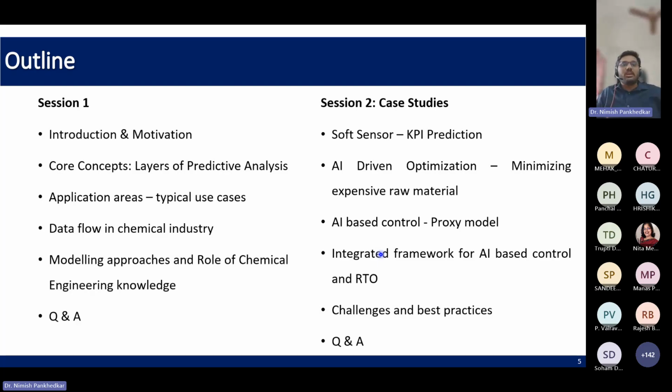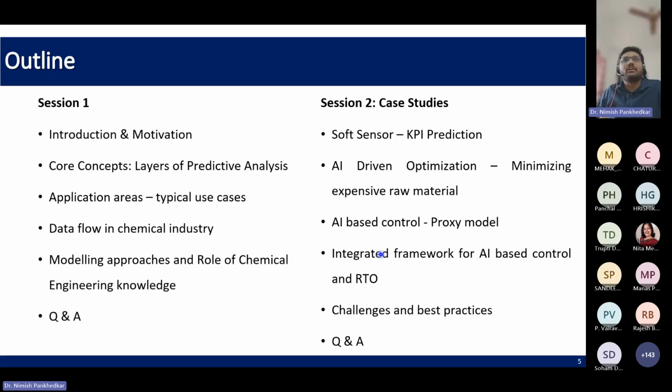We'll discuss some of the modeling approaches and why domain knowledge is supreme. Although we talk about AI/ML, I'll share my experiences maybe in the next session, wherein some projects done without the domain knowledge were difficult to implement, although they look lucrative on paper. But when the domain knowledge kicked in, the projects were a hit. So I'll discuss that at length with the case studies. We'll begin with the soft sensor, a very popular application, followed by the optimization and control case study.